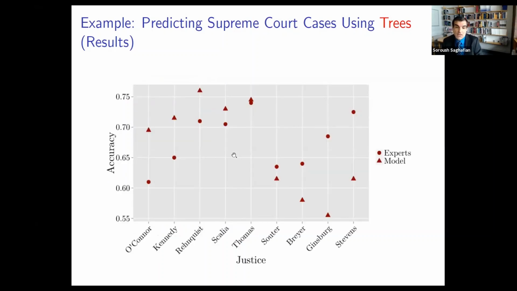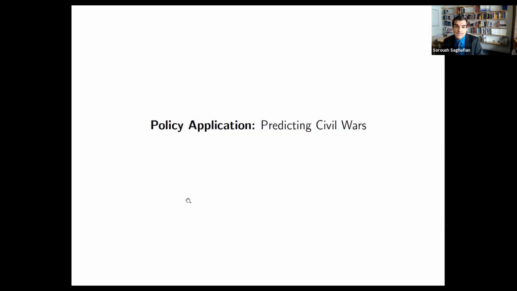So here you see that for a lot of justices, these are the justices that were in charge at the time, the model, which is the triangles, is doing better than the human experts here, right? And this is very promising because it tells us that you have algorithms that can understand even the complex decision making at the Supreme Court level, right?